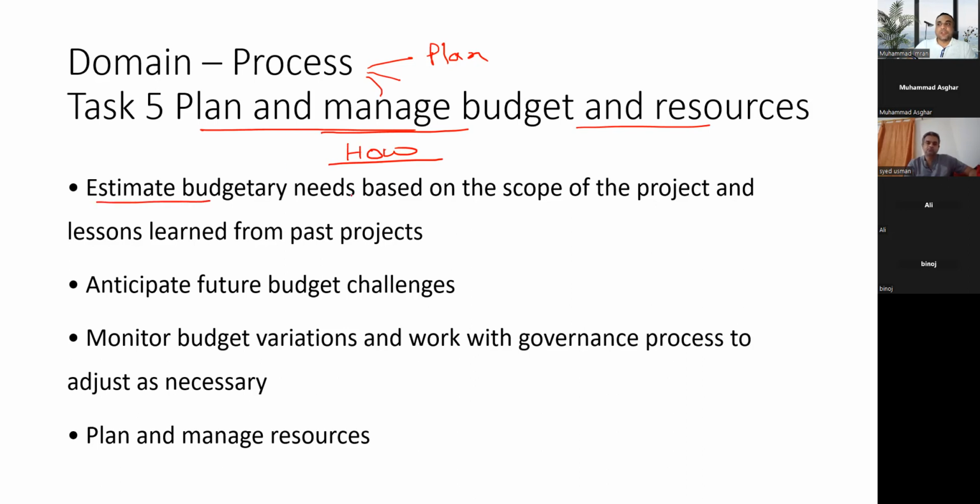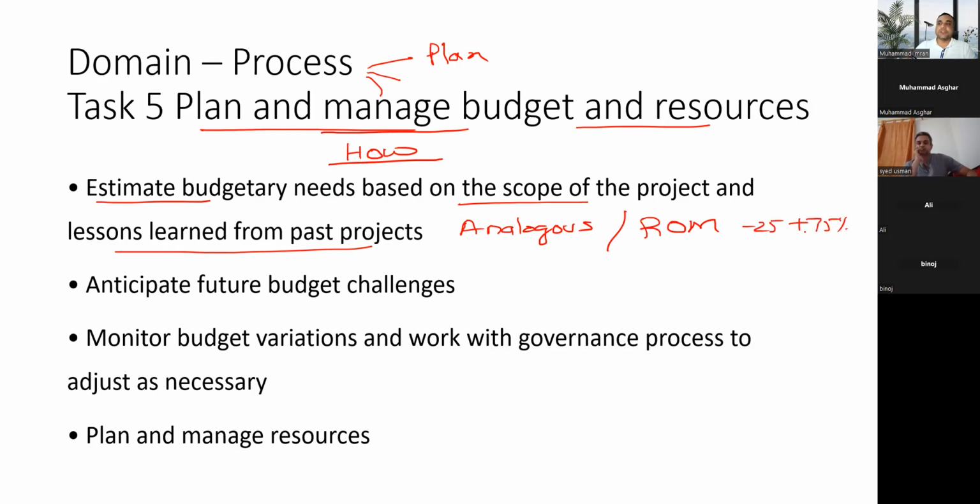So you can estimate budgetary needs based upon the scope of work of the project and lessons learned from past projects, which means I can use analogous estimation if I have the information, or I can do the rough order of magnitude, which is minus 25 to plus 75%. Correct. Anticipate future budget challenges, which means we can add contingency reserve in our activities or above work packages. We said in activities it is optional, but above work packages it's mandatory. Contingency reserves are added in the cost for known risk, known impact, or known risk, unknown impact.